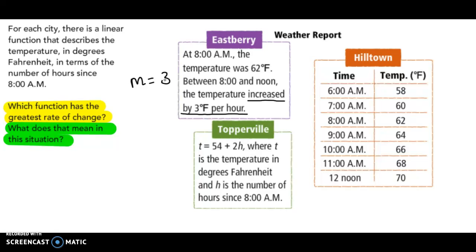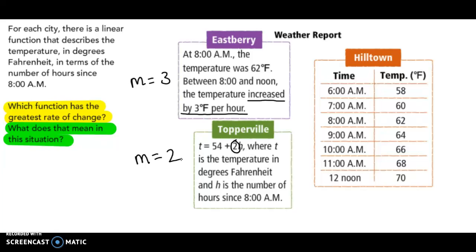The next one says T equals 54 plus 2H, where T is the temperature in degrees Fahrenheit and H is the number of hours since 8 a.m. So in this case, we're given an equation. Remember, the value that is attached to the variable is always your slope. So your m value in our case would be 2.